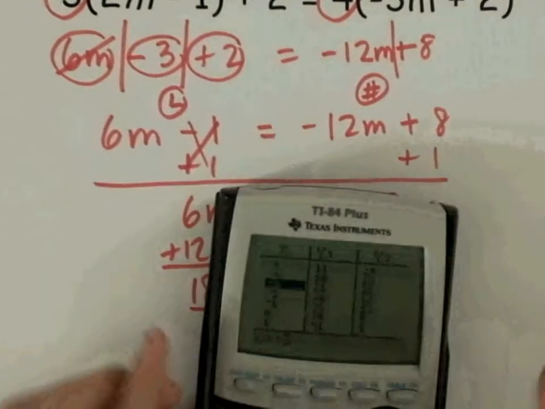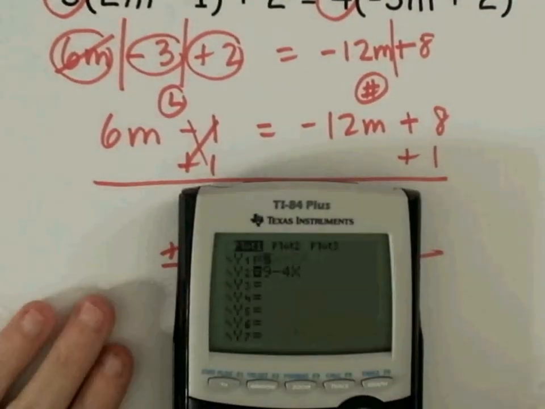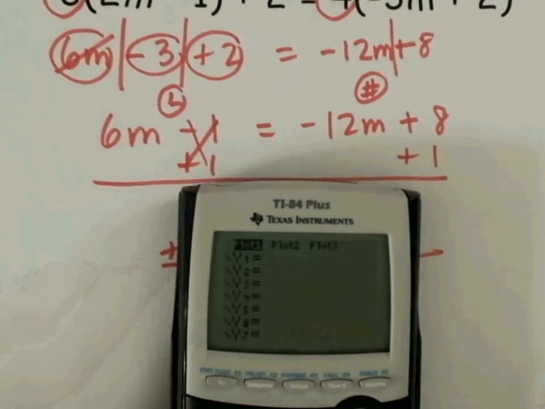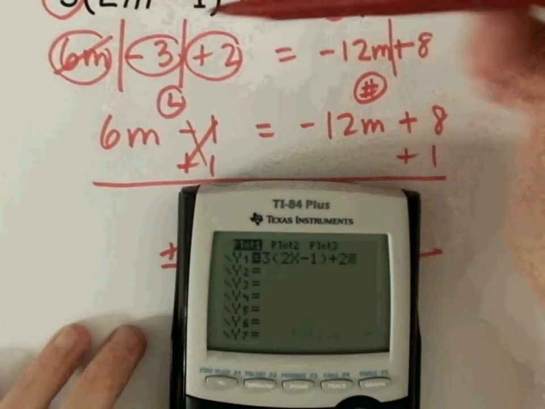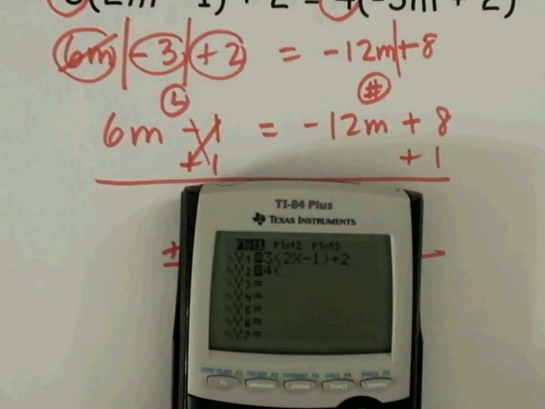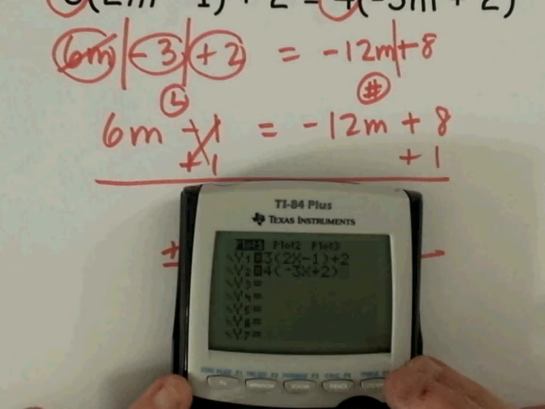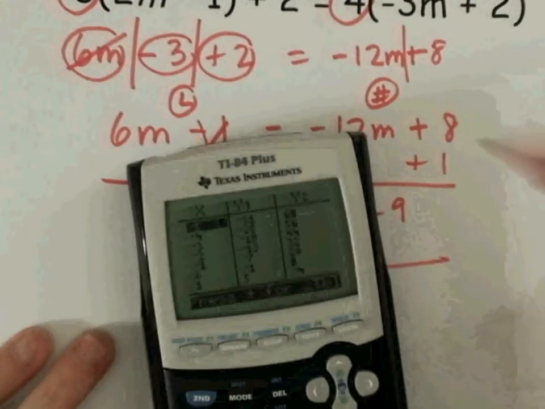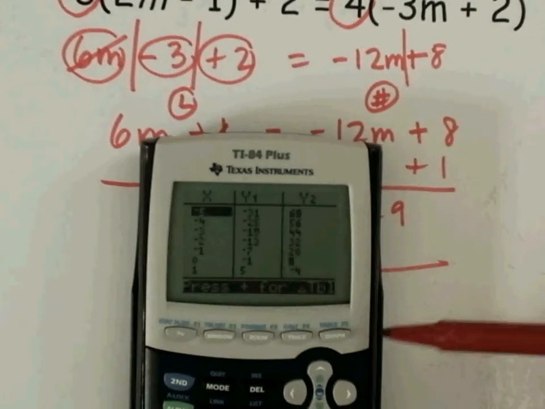Now, if I check this one using my calculator, I'm going to do the same thing that I just did. So I'm going to go 3 parentheses, literally exactly what I see. Now, instead of m, I'm going to put x's. So 3 parentheses 2x minus 1 plus 2. For y2, I'm going to put what's on the right side here, 4 parentheses, negative 3x plus 2, and then I look at my table. Now, I think the answer is 0.5, but notice my table doesn't have 0.5.